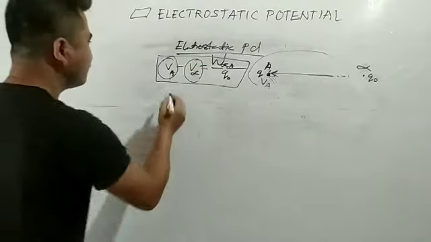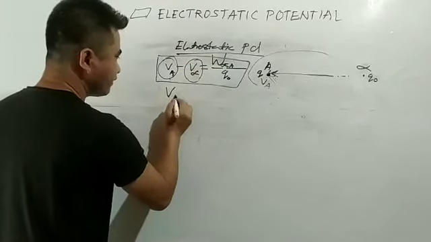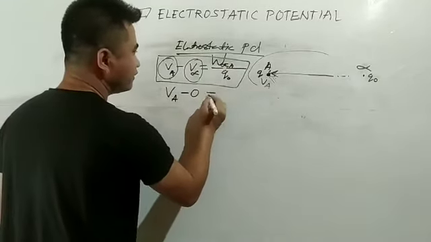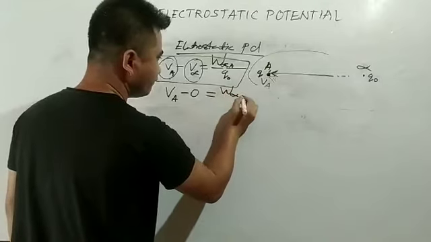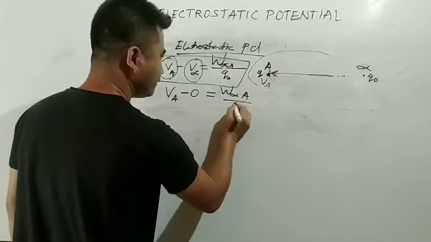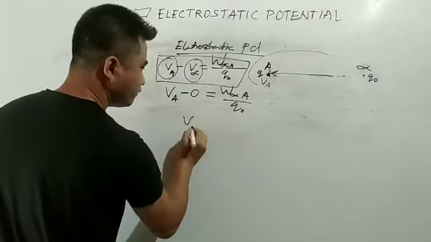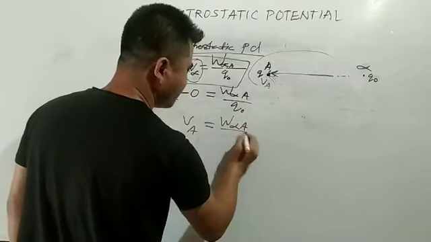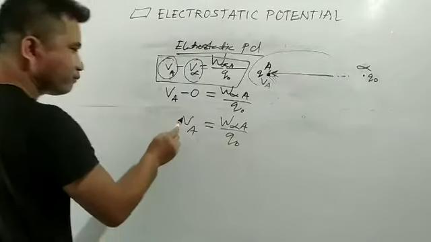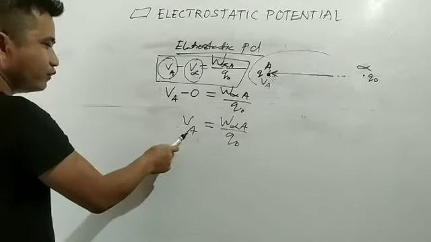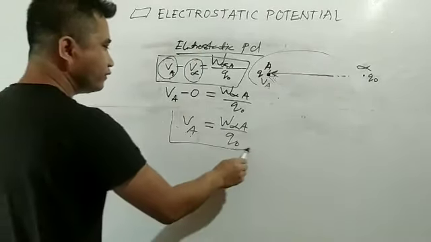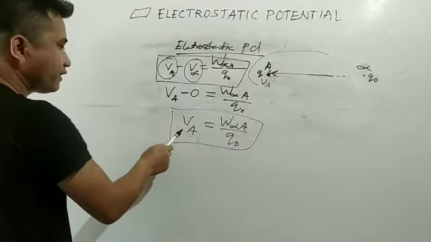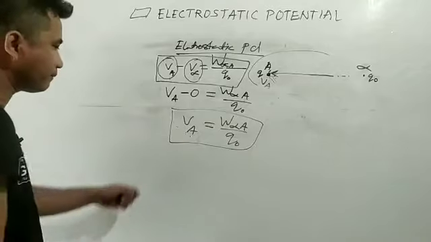Now, it will become VA minus 0, as the potential is 0, equal to W infinity to A by Q naught, or VA equals W infinity to A by Q naught. So this is the potential at point A. Using this formula, we can find the potential at any point.